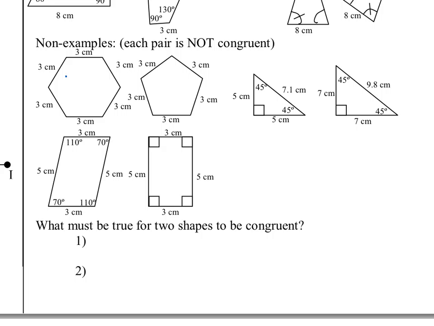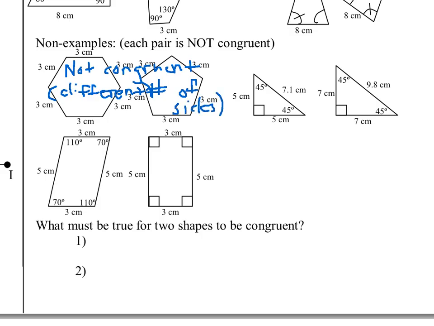Right, so these are not congruent because they have a different number of sides. So they're obviously not the same.